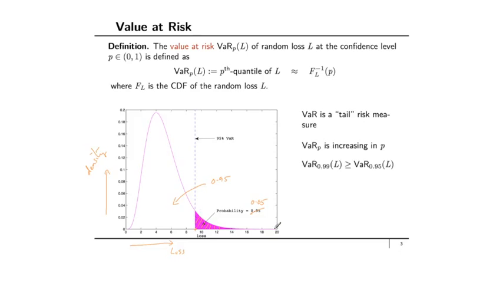measure. It's increasing in P, so the value at risk at the 0.99 level is going to be greater than 0.95. So value at risk at 0.99 will be somewhere down here. This will be the 99% quantile, and therefore it's increasing in the value of P that you provide.